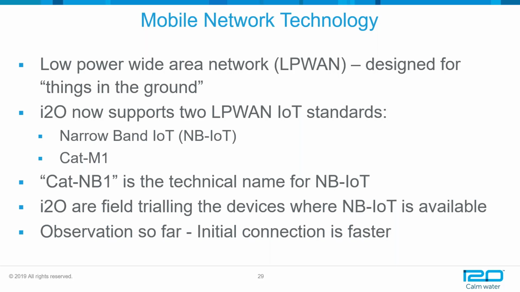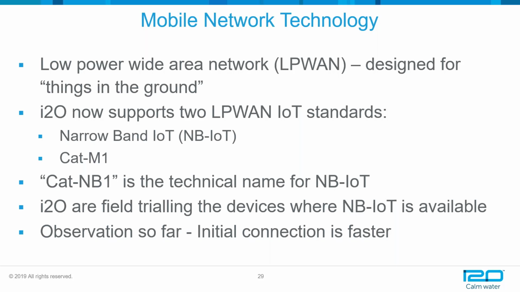Two popular LPWAN technologies are narrowband IoT, or NB-IoT for short, and then there's also Cat M1. The technical name for NB-IoT is also Cat NB1. You may see this in some network specifications. NB-IoT seems to be the marketing name for that one though, so you may see both used interchangeably.